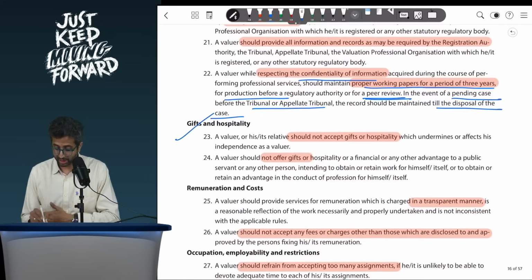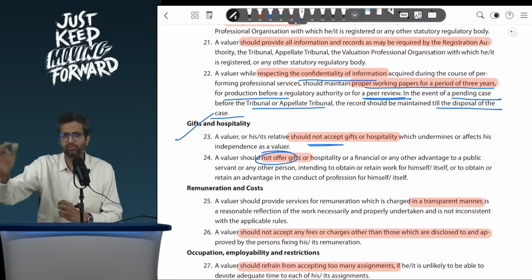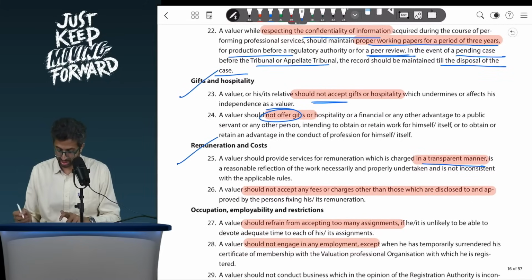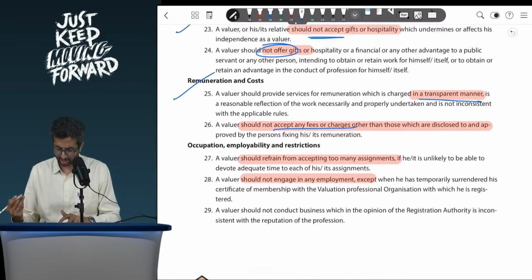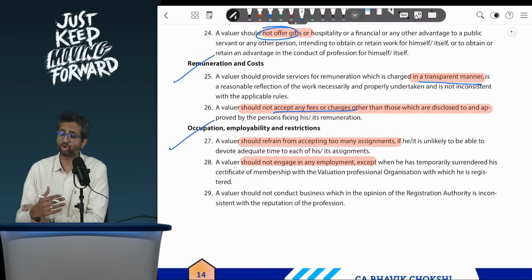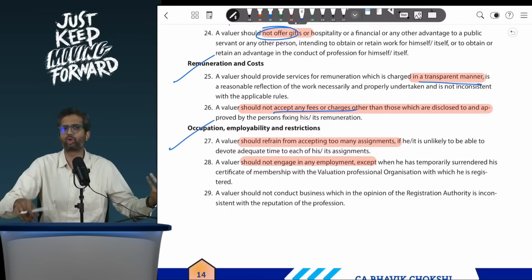Gifts and hospitality. You should not accept gifts or you should not even offer gifts to people which can affect your independence. Remuneration and cost should be transparent, should not accept charges other than those that are disclosed, and you should not be in full-time employment, etc. You should not engage in so many assignments that you're not able to track, etc.